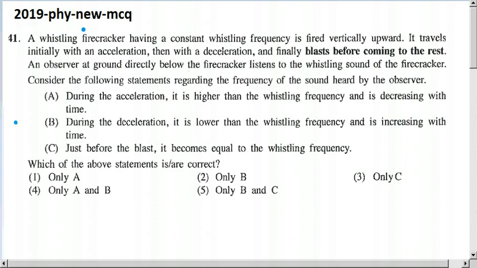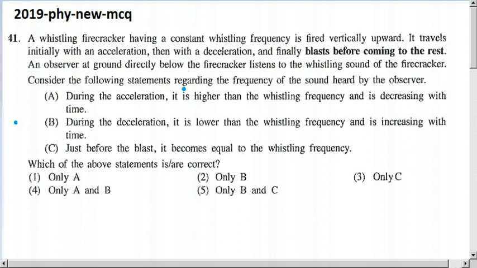Today I am going to discuss question number 41 of the MCQ part of the 2019 Physics new syllabus. A whistling firecracker having a constant whistling frequency is fired vertically upward. It travels initially with an acceleration, then with a deceleration, and finally blasts before coming to rest. An observer at the ground directly below the firecracker listens to the whistling sound of the firecracker.